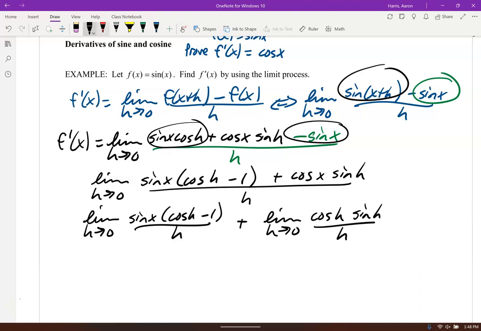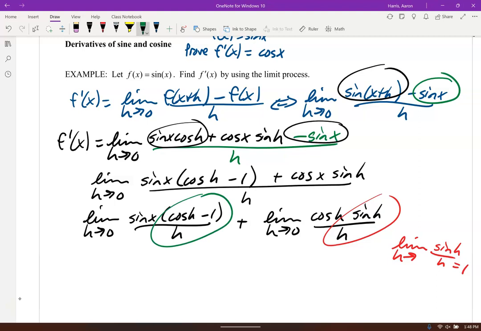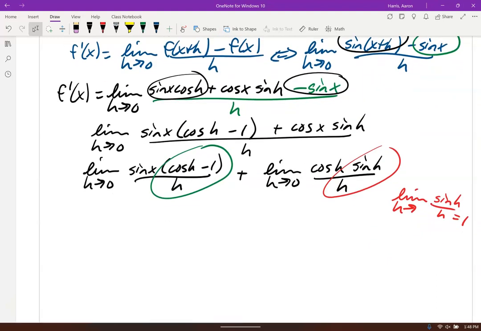Hopefully you're kind of seeing this right here. If you remember your special trig limit, the limit as h goes to 0 of sine of h over h, that's 1. So I'm going to use that right there. And if you're looking at this one right here, this is pretty close to the other special trig limit: the limit as h goes to 0 of 1 minus cosine h over h. This is 0. So I'm going to take a negative out of that.